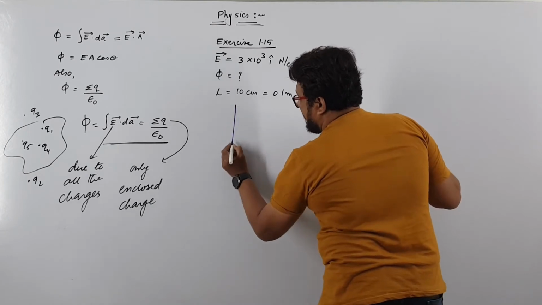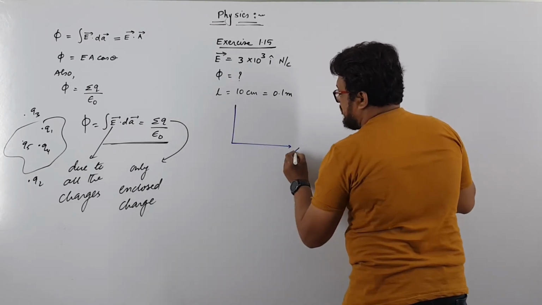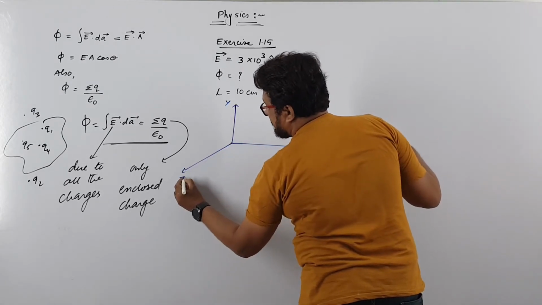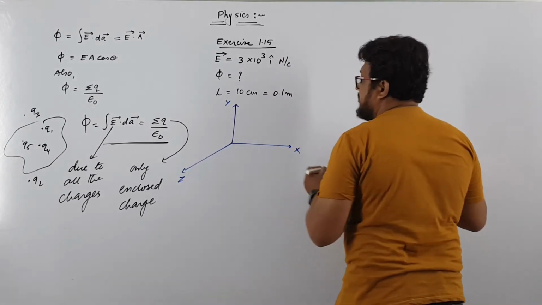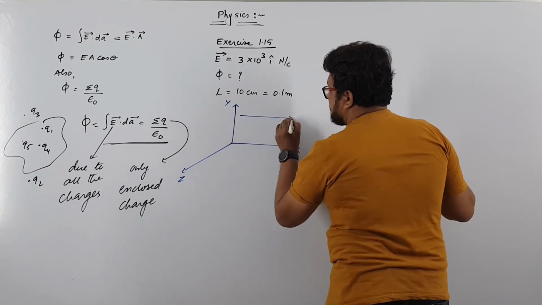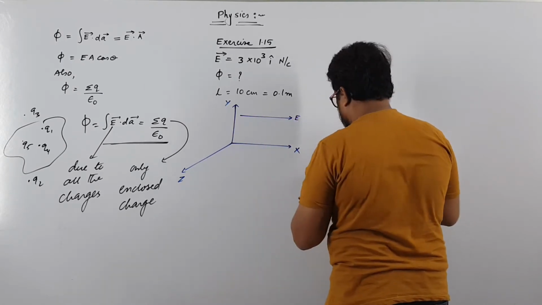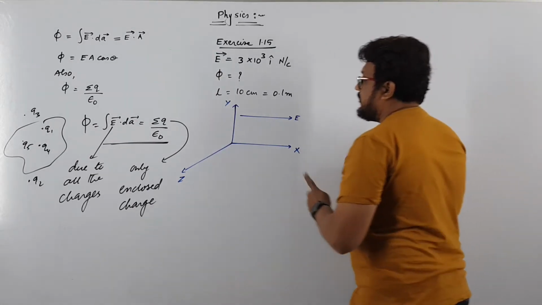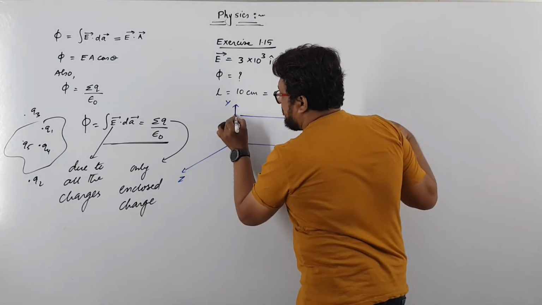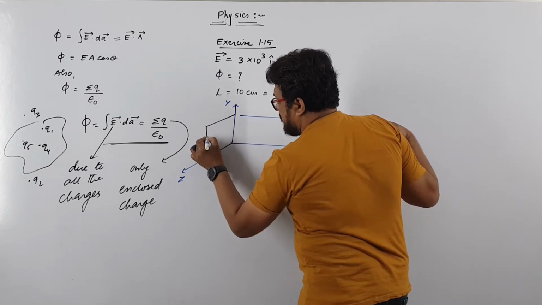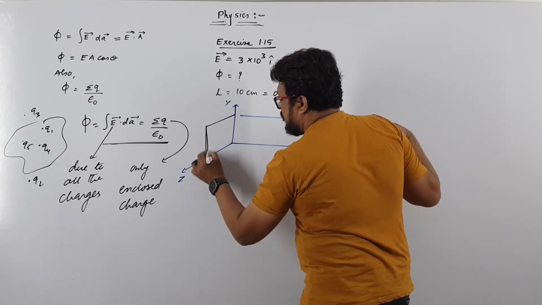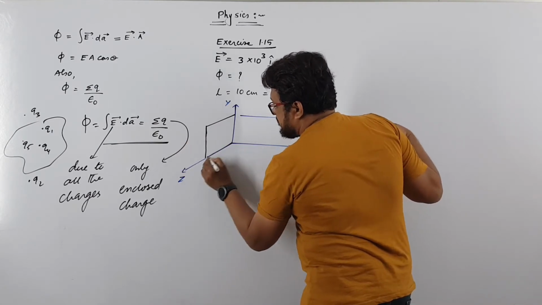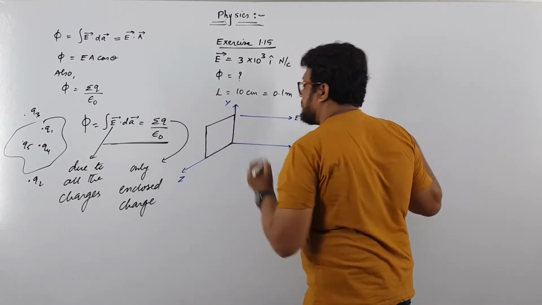So if we draw XYZ axis, let us say this is x-axis, this is y, and this is z-axis. We have XYZ axis, right? Then electric field is along x-axis. This is the direction of electric field, right? And the plane is kept along YZ, right? So if we consider a rectangular plane, sorry, a square, it is kept along YZ plane. So this is the square which is kept along YZ plane.